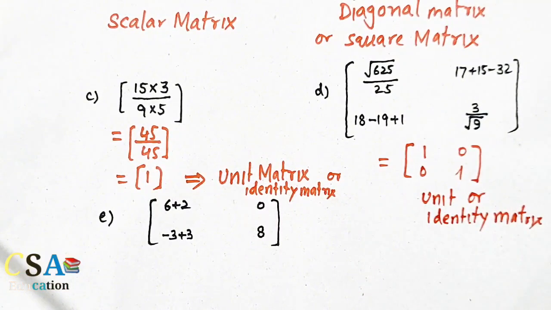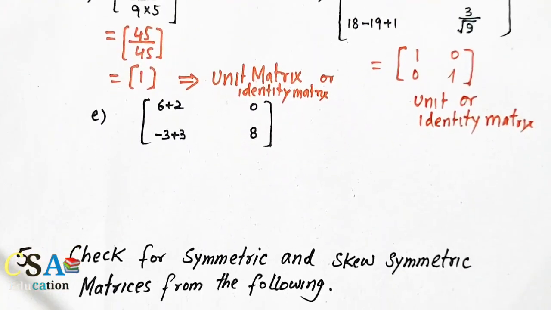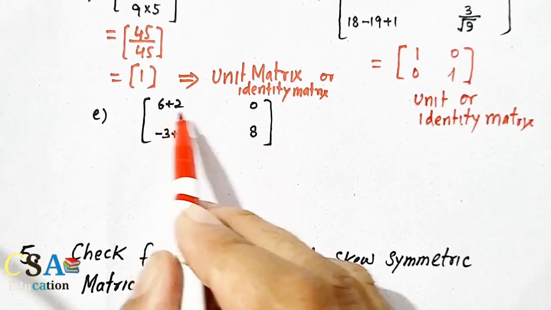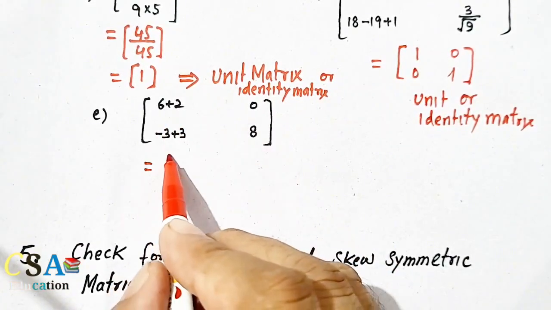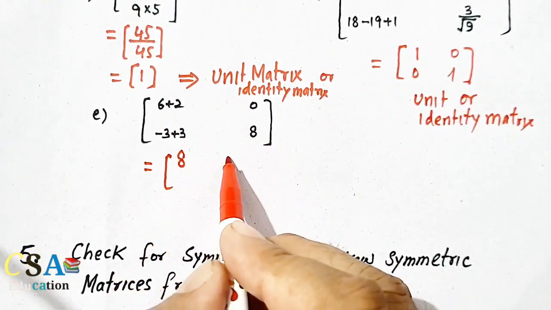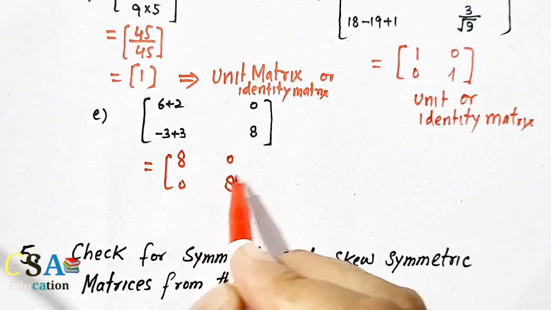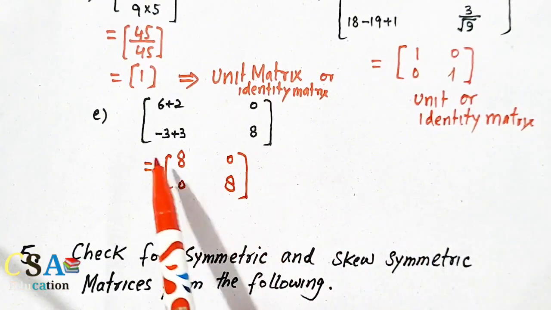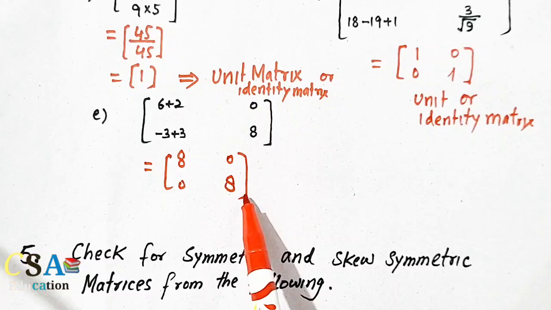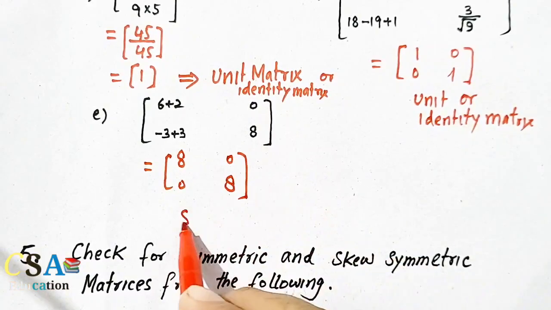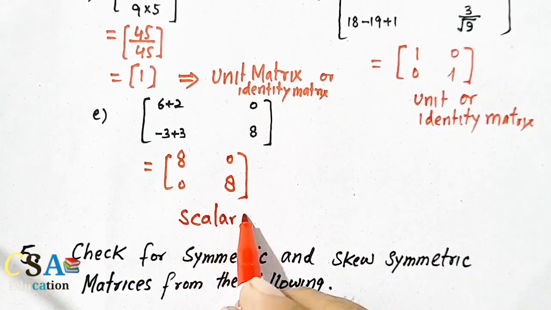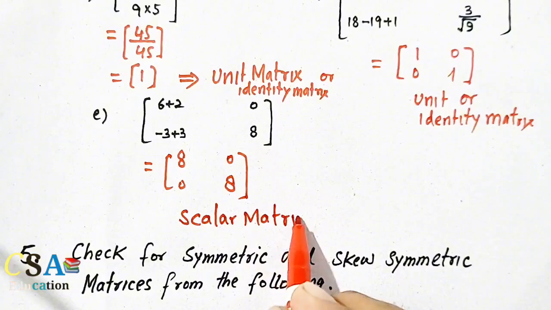The next and final part of this question is 6 plus 2, it is 8, 0, 0, 8. You have noted that 8 and 8 are the same, so it is a scalar matrix.